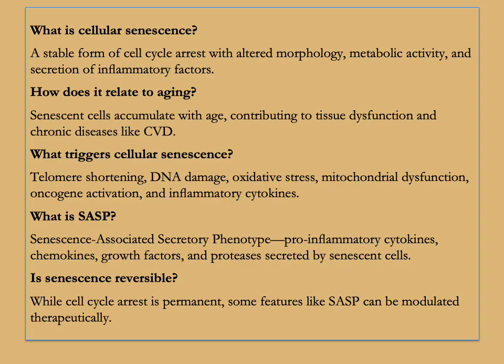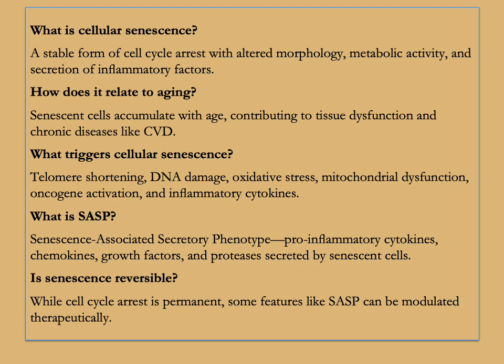What is cellular senescence? It's a stable form of cell cycle arrest with altered morphology, metabolic activity, and secretion of inflammatory factors. How does it relate to aging? Senescent cells accumulate with age, contributing to tissue dysfunction and chronic diseases like cardiovascular disease.